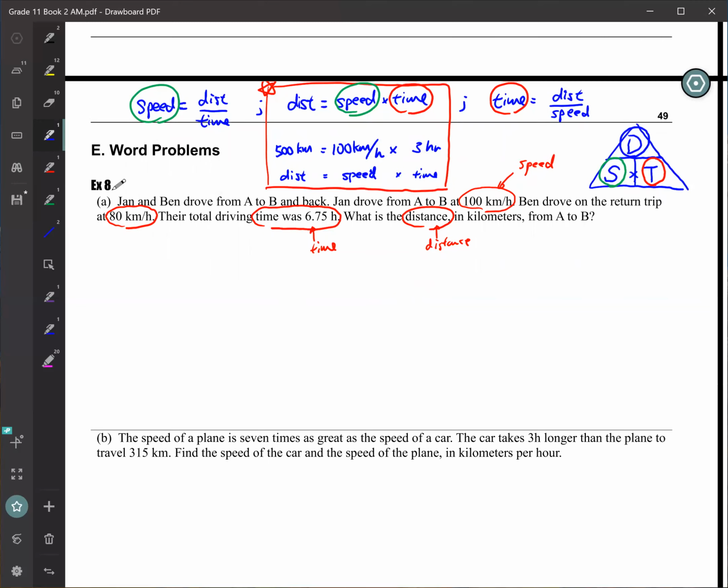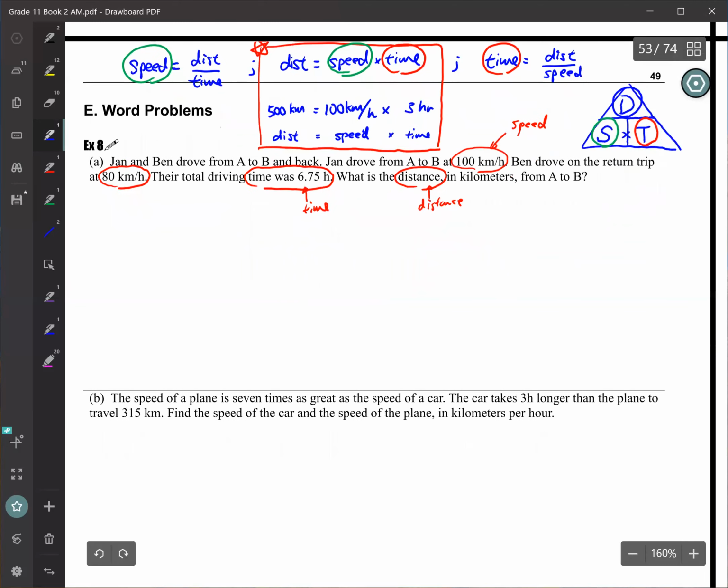Okay. All right, so let's look at the first question, right? Just like Nathan said, we can make a chart of the speed, time, and distance, okay? And then organize all the information. So let's have Colin, can you read the question for us? Question A.